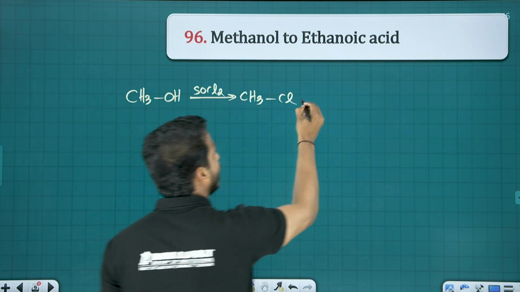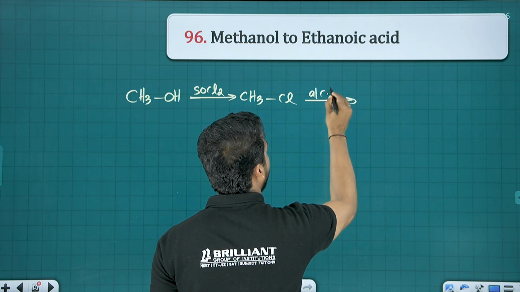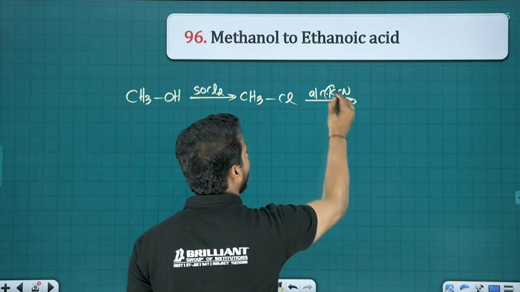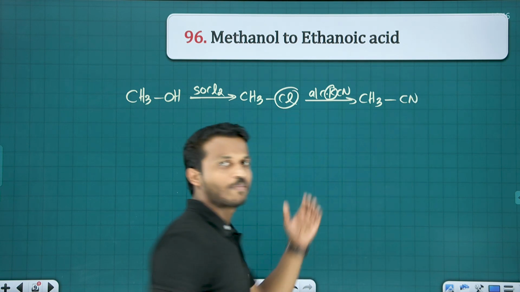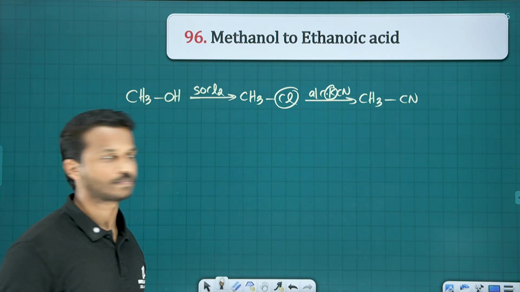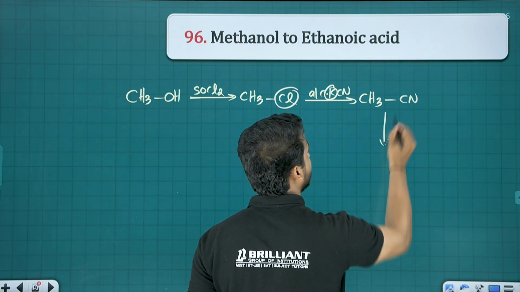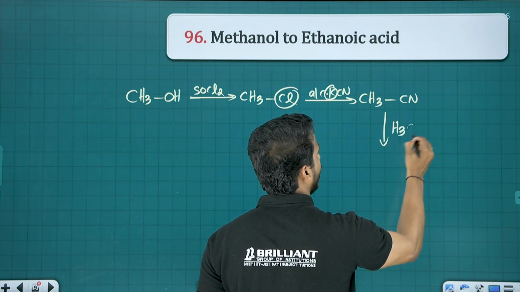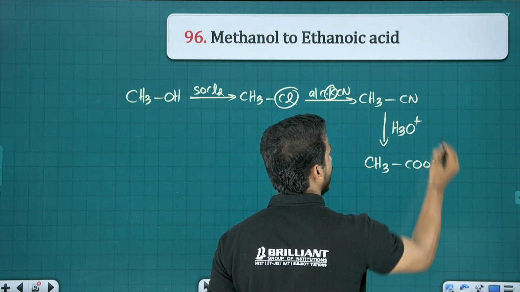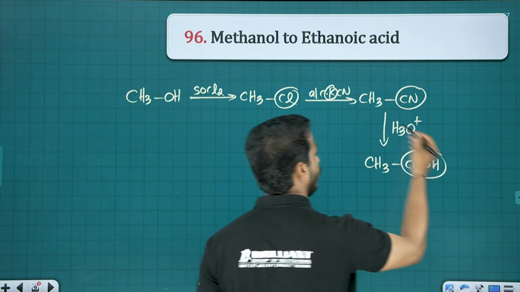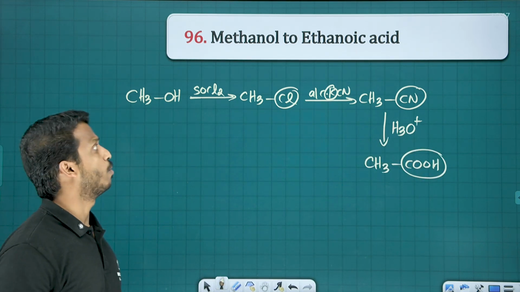You know, haloalkane reacts with alcoholic KCN. What happened? KCl is cut off, and you get cyanide. Now you see one carbon extra. Now it is ethane nitrile. Now, how to convert cyanide into acid? Acid hydrolysis. It will give you CH3COOH. Cyanide on complete hydrolysis gives you carboxylic acid.